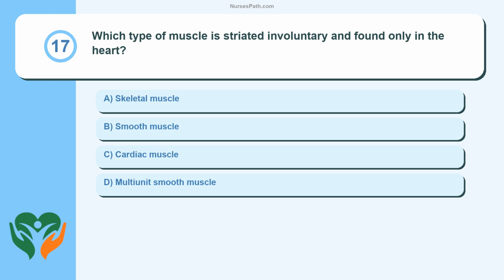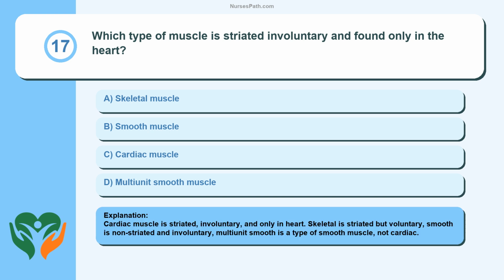Question 17. Which type of muscle is striated, involuntary, and found only in the heart? Skeletal muscle. Smooth muscle. Cardiac muscle. Multi-unit smooth muscle. Cardiac muscle is striated, involuntary, and only in the heart. Skeletal is striated but voluntary, smooth is non-striated and involuntary, and multi-unit smooth is a type of smooth muscle, not cardiac.